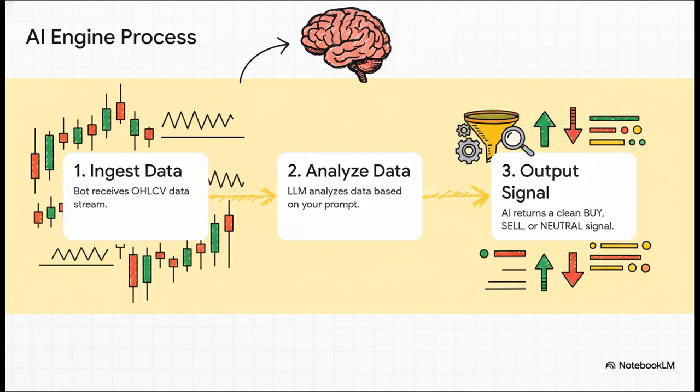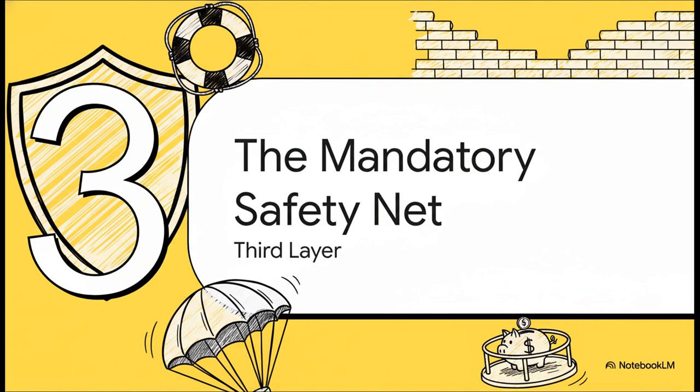So the workflow inside this brain is actually pretty straightforward. The bot pulls in the OHLCV data, the large language model analyzes that data based only on the rules you gave it in the prompt, and then it spits out that clean, simple signal. Data in, analysis, signal out. Simple as that. And that signal leads us to our third, and honestly our most important layer, the mandatory safety net. So if the data is the senses and the AI is the brain, think of this layer as its survival instinct.